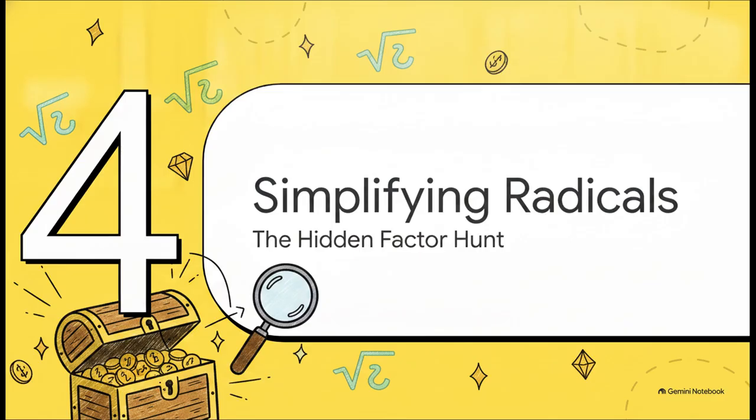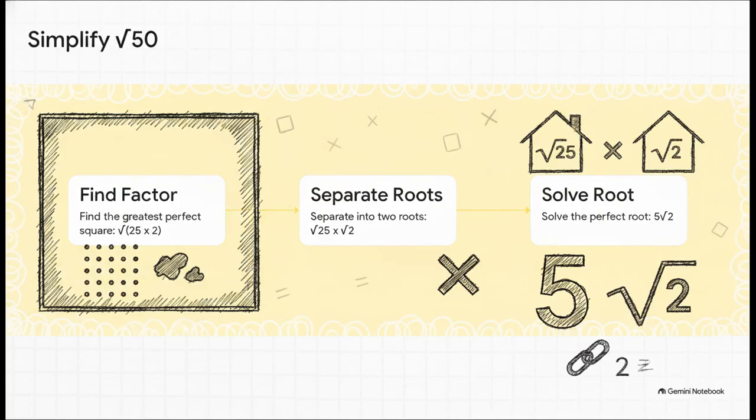Okay, Section 4, simplifying radical expressions, the hidden factor hunt. Now, obviously life isn't perfect, and sometimes you don't get a perfect square. Take the square root of 50, for example. It is definitely not on our cheat sheet. So what do we do? We hunt for the greatest perfect square hiding inside it as a factor. We know 25 fits into 50 perfectly, exactly 2 times, right? So we rewrite it as the square root of 25 times 2.